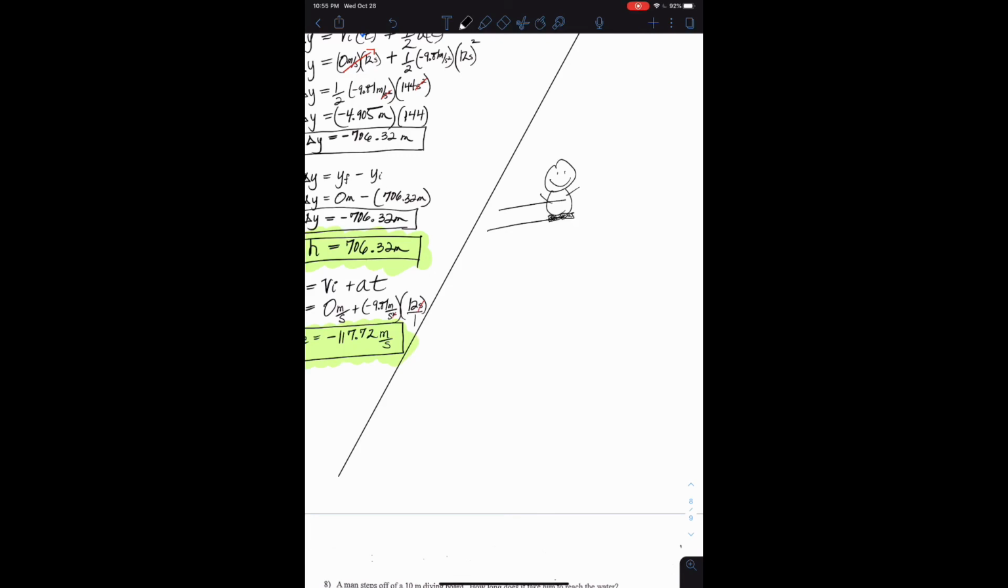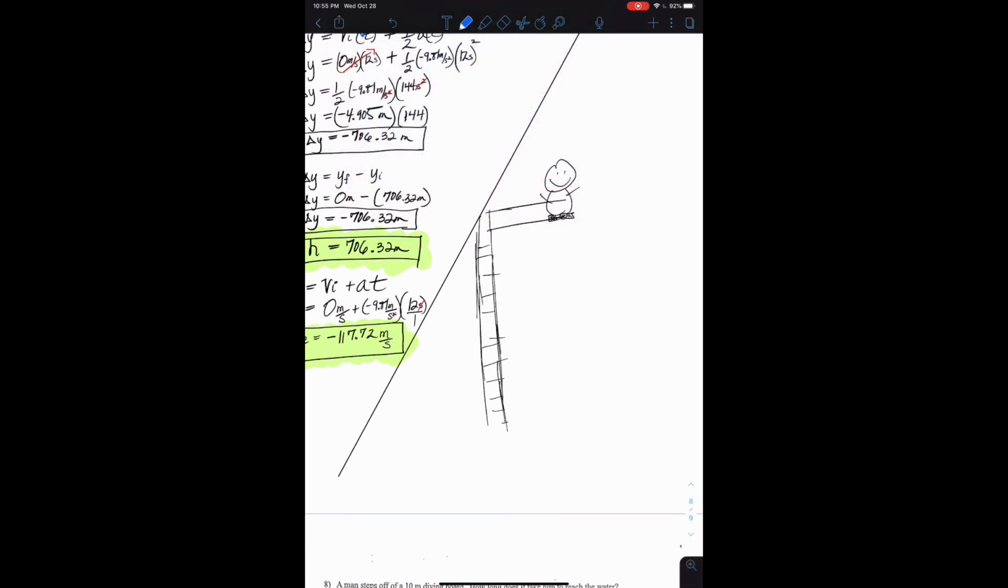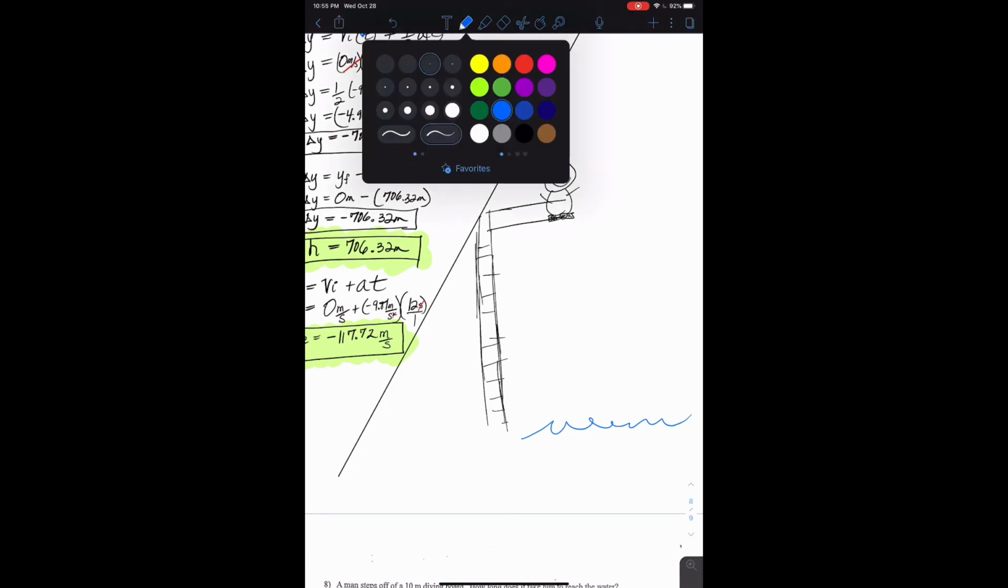Okay, so we got a person here who is about to attempt a dive off of a 10-meter high board. Okay, you get the idea, right? Let's draw some water. Okay, so it's 10 meters to the water.